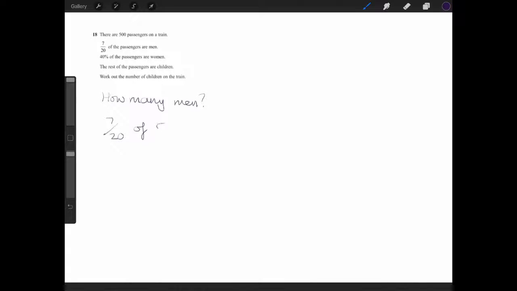7/20ths of 500. If you remember, if you're finding a fraction of a quantity, the stages are 500 divided by 20, which of course, if we're not sure of the answer or we're a bit confused, we can cancel, divide by 10, which gives us 50 divided by 2, which is 25. I've got 7 of those though, so I then need to do 25 multiplied by 7. And 25 multiplied by 7 is 175, and that's how many men there are.